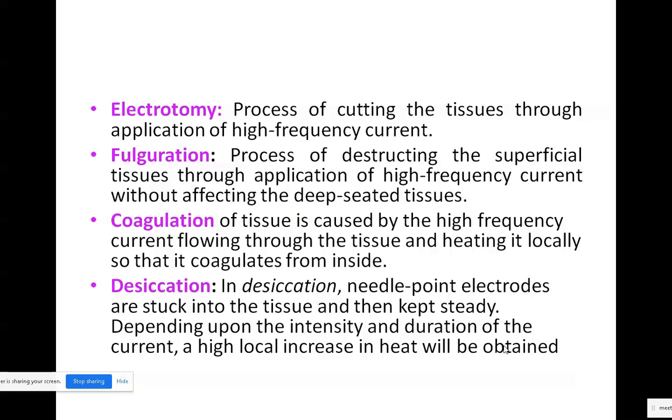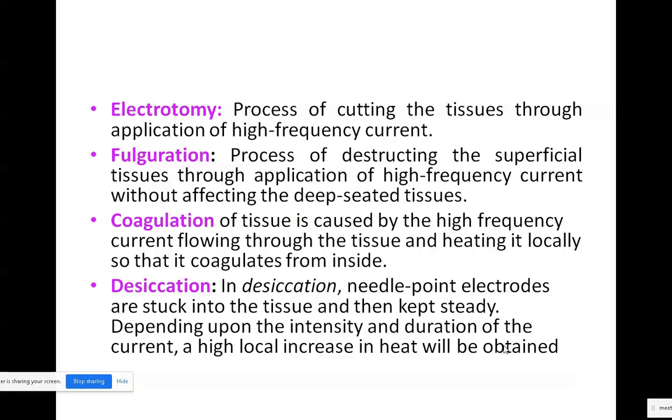Okay, then desiccation. In the desiccation process, needle point electrodes are stuck into the tissue and then kept steady. Depending upon the intensity and duration of the current, a high local increase in heat will be obtained. So in the desiccation process, you'll be using a needle point electrode. A needle point electrode is nothing but injection-like. It will be inserted or penetrated into your body tissue.